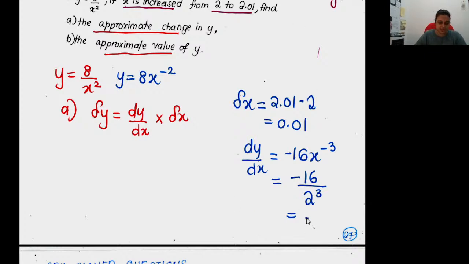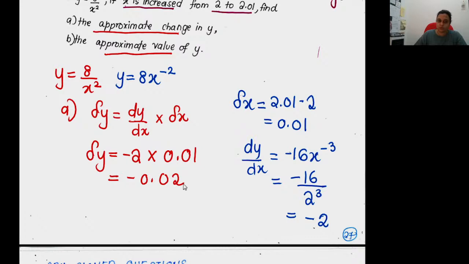So this is negative 2. Now we substitute this value inside here. So delta y is negative 2 times 0.01, so we get negative 0.02. That means when x is increasing a little bit, delta y is decreasing by 0.02.